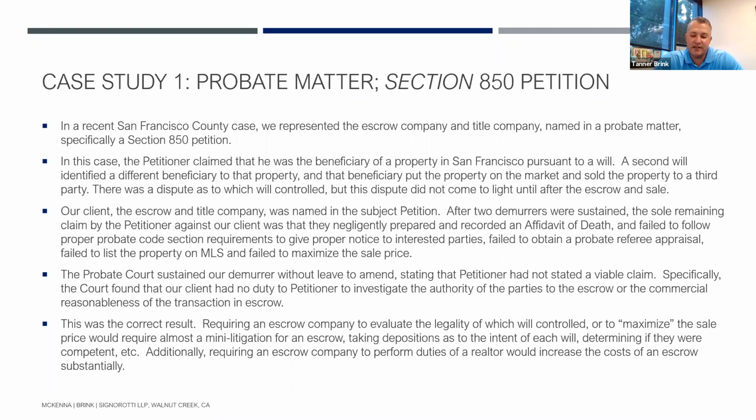Our first 2 demurrers were sustained, and the petitioner named us again, focusing on allegations that the escrow company themselves negligently prepared and recorded documents in connection with the escrow. They also alleged that we failed to follow proper probate code requirements, failed to get a probate referee, and failed to list the property on the MLS to maximize the sale price. These were allegations against the escrow company. At the end of the day, the court, this was San Francisco, the court sustained our 3rd demurrer without leave to amend, stating that the petitioner had not stated a valid claim against our client, the escrow company.